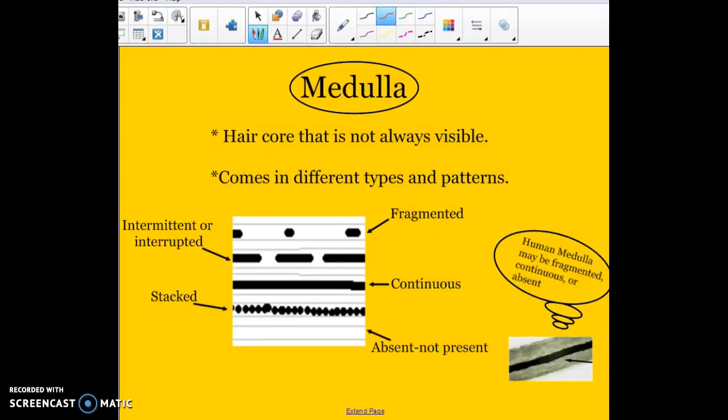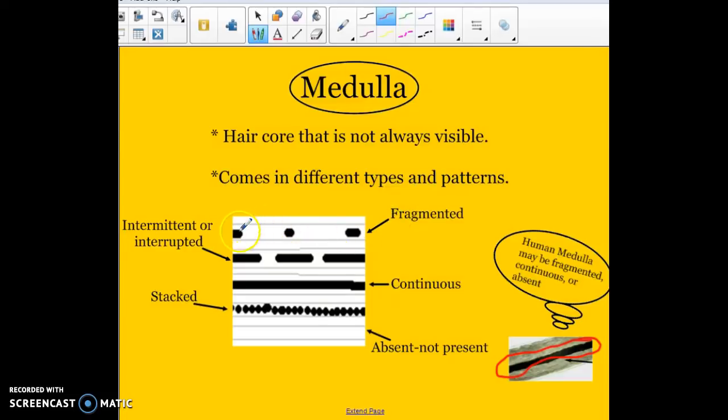The third part of hair is called the medulla. The medulla is the very, very inside of your hair. It's the core of the hair. It's not always visible, and it comes in different types and patterns. So when we talk about the medulla, it's the very inside. So right here is a medulla. Okay, and there are 5 patterns. Fragmented, which looks like this.